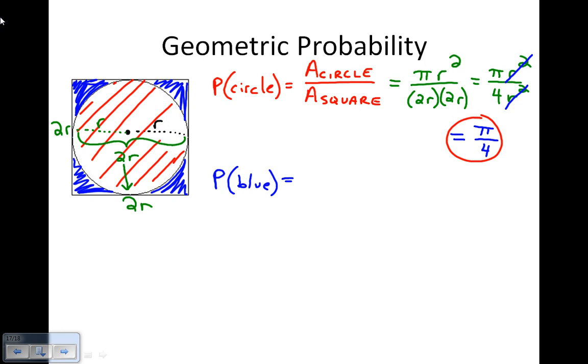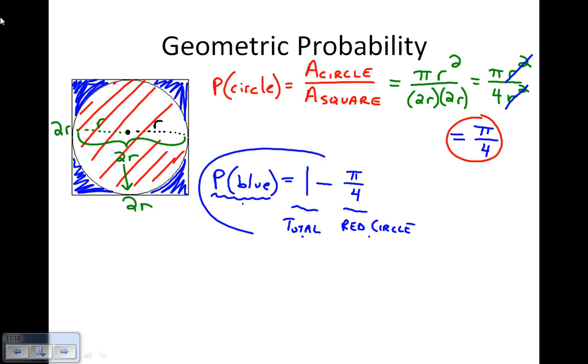So the leftover then is the blue part. So if together it has to equal 100%, which we can express as 1, the odds that it hits the blue part are simply going to be 1 minus pi over 4. So here we took the total, we subtracted off the probability that it hits the red circle, and we found whatever was left. Well, that turned out to be exactly what we wanted. So the total minus the red circle gave us exactly what we wanted. So the probability is right there. Simply 1 minus pi over 4.